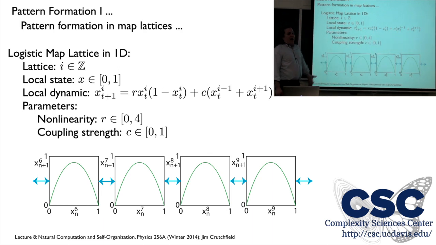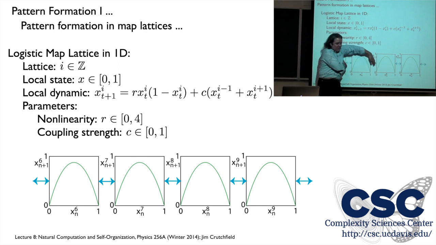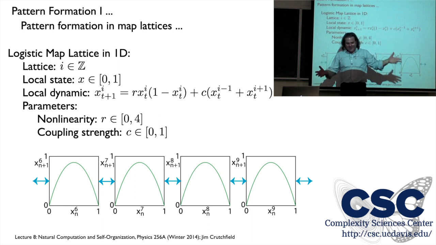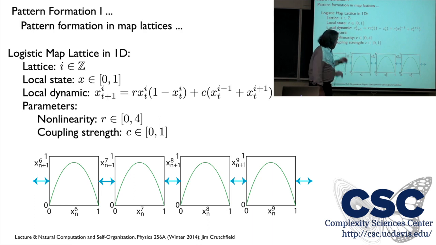Now, why do this? Well, in isolation, we presumably know a lot about what the logistic map does, so it should be a little bit familiar. And in particular, we should know exactly what's going on when c goes to 0, right, when they're independent. Okay, so that's the idea.